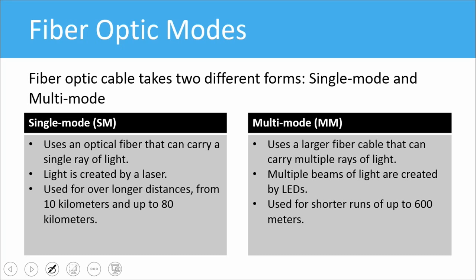This is the type of fiber optic cabling that's used to send data across oceans, right? Just mind-boggling. Multimode is a larger fiber, so there's a larger fiber density, and that actually carries multiple rays of light. And the way that this happens is that LEDs are used in order to beam light at different angles in order to transfer the data.